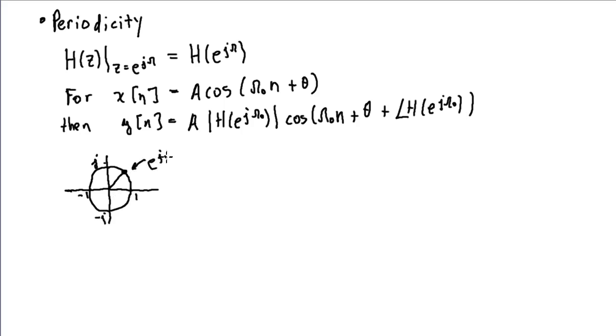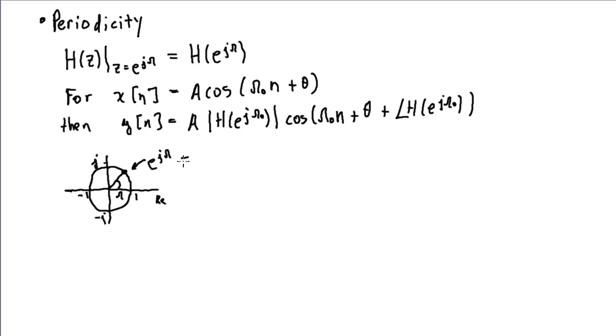e to the j omega is this point that makes angle omega with the real axis here. So for omega equal to 0, e to the j 0 is 1. For omega equal to pi over 2, e to the j pi over 2 is j. For omega equal to 180 degrees, or pi in radians, e to the j pi is minus 1. And for e to the j 3 pi over 2, or e to the j minus pi over 2, that's equal to minus j.